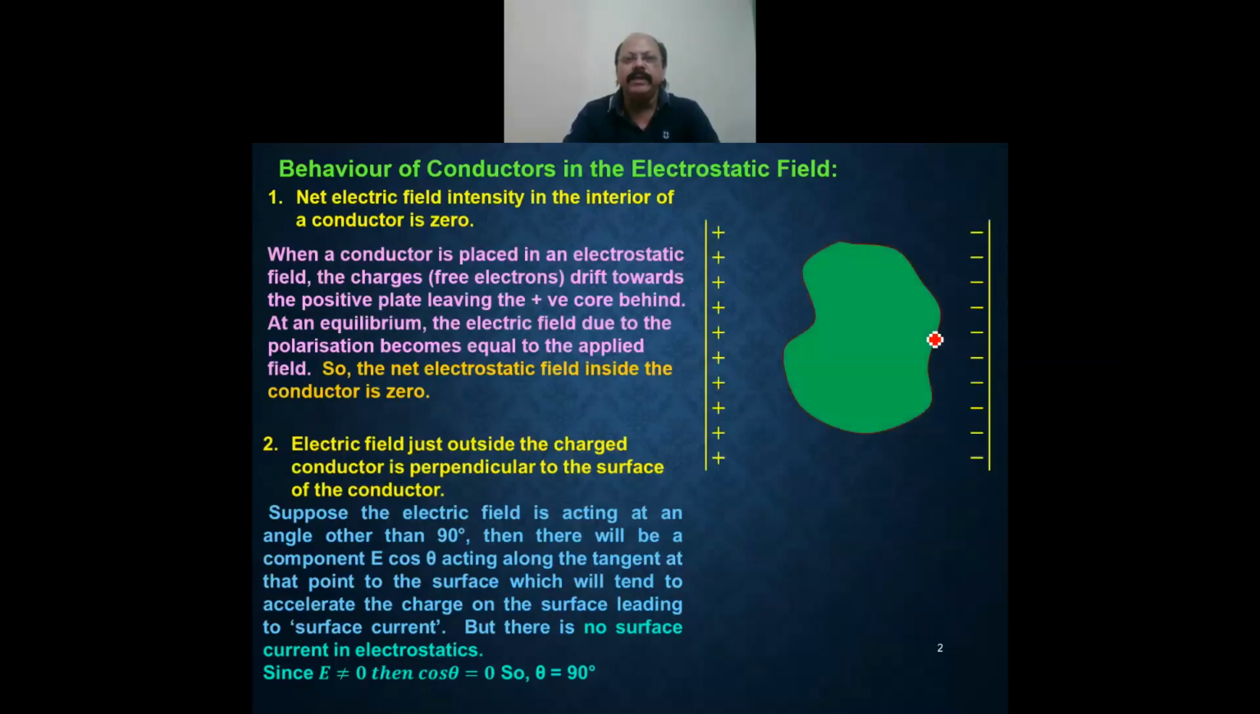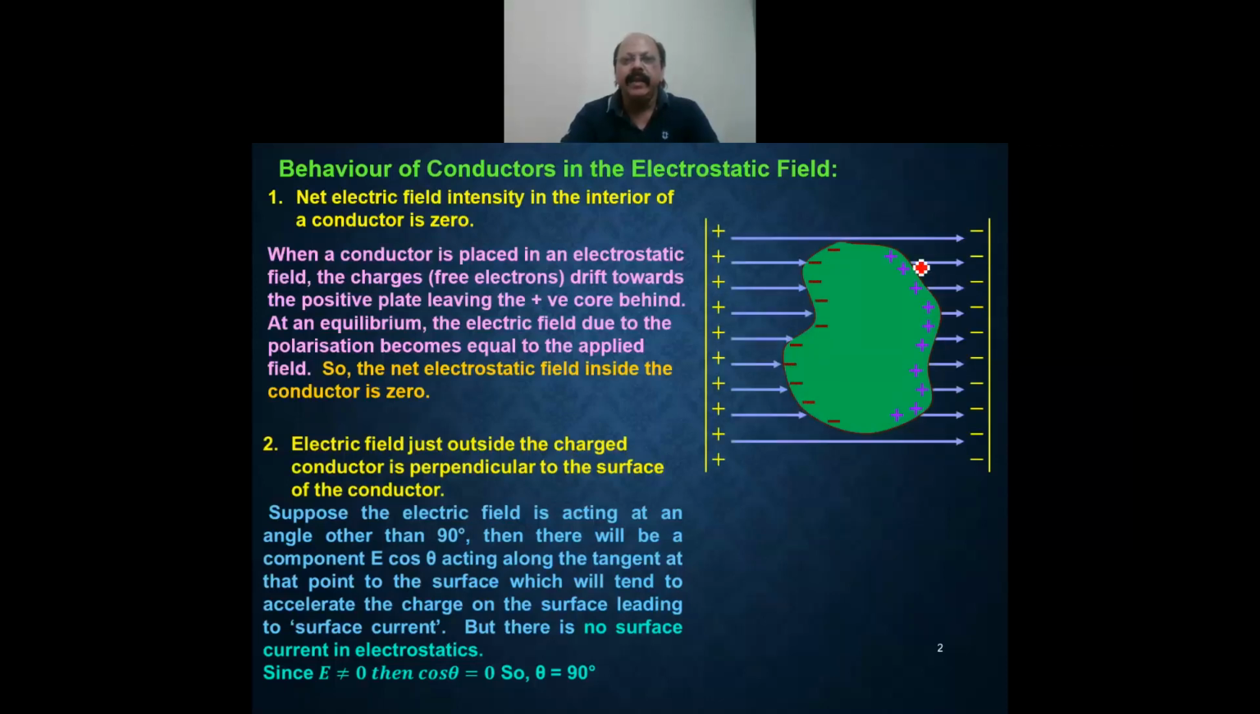So, for that purpose, we take a conductor and place it in an electrostatic field, which is produced by these two metal plates connected to the battery or the cell. Then an electric field is produced. Then what happens? The charges, that is free electrons of the conductor, get drifted towards the positive end of the plates, leaving positive core charge behind.